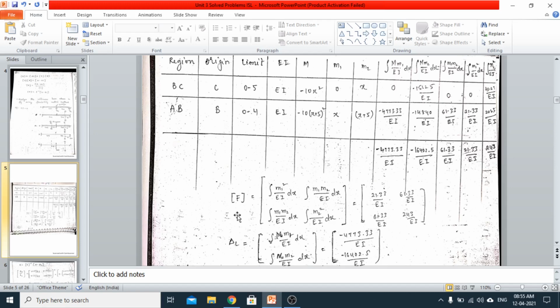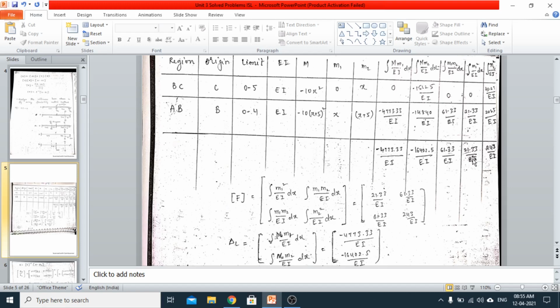See, the flexibility matrix is given by integral m1 square by EI into dx, then integral m1 m2 by EI into dx, then integral m1 m2 by EI into dx, then integral m2 square by EI into dx. So we are converting the entire beam to a matrix form, isn't it? So the flexibility matrix is given by 21.33. What is m1 square? M1 square value is this one.